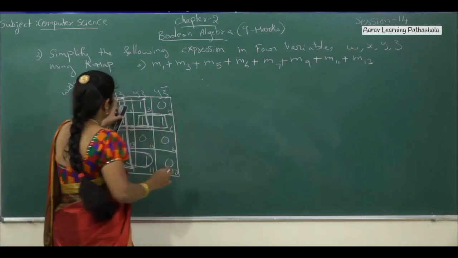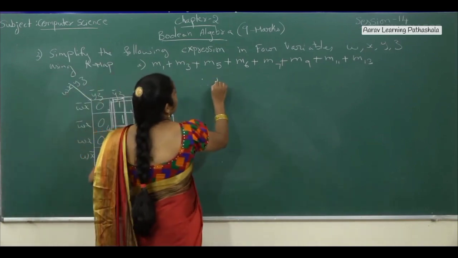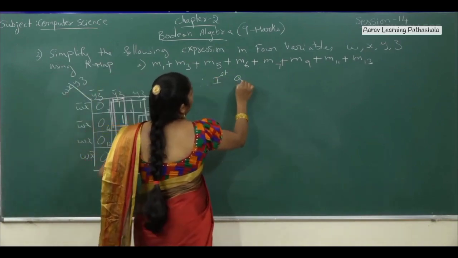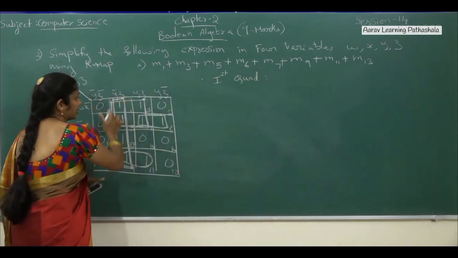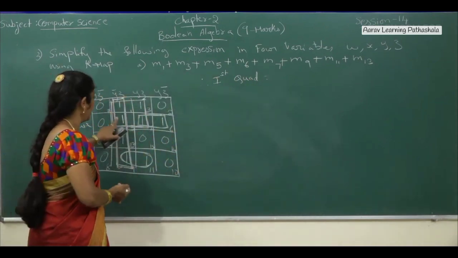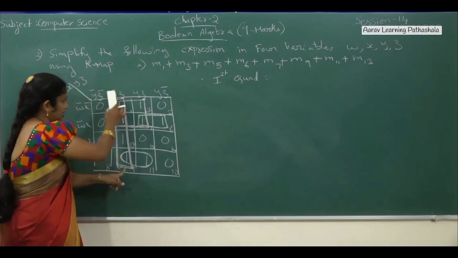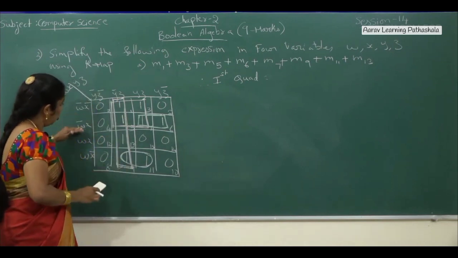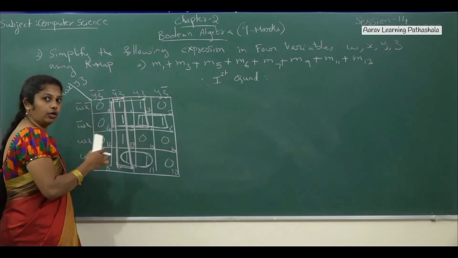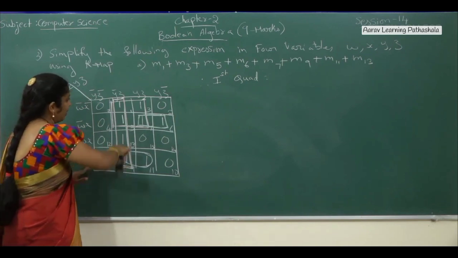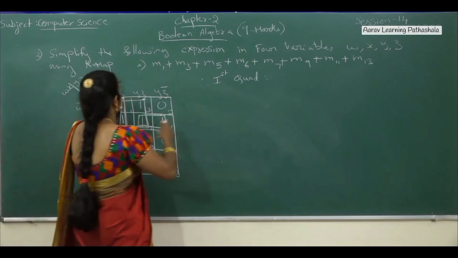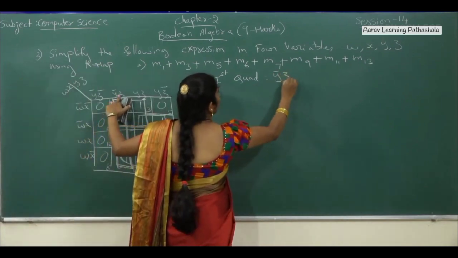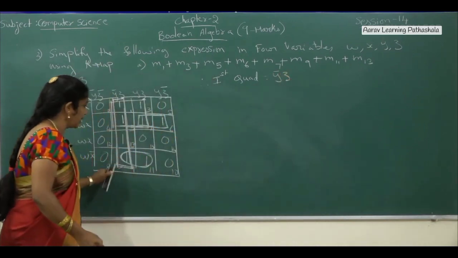Therefore, first I am going to take the first quad. If you want, you can take this as the first quad or this one, whichever you want. Under the first quad, if you have all the 4 rows, the value will cancel. The remaining column value will be y bar z. Y bar z. First quad completed.